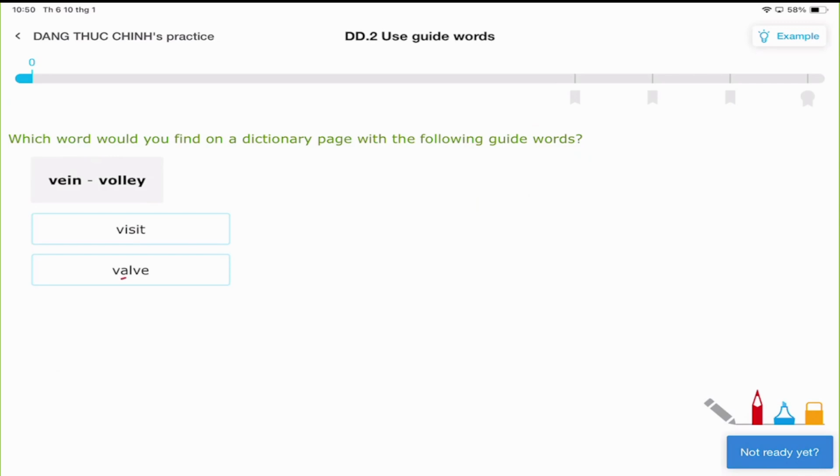So A came before E. A, B, C, D, E. A came before E. And this is from between E and O. So between E and O, valve wouldn't be the word that we would find on a dictionary page between these two words. It would be I.